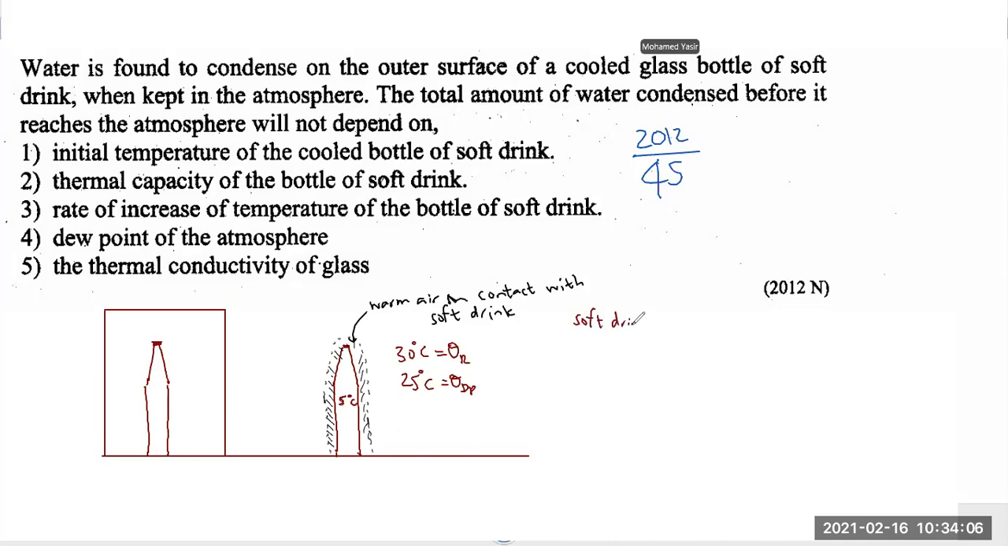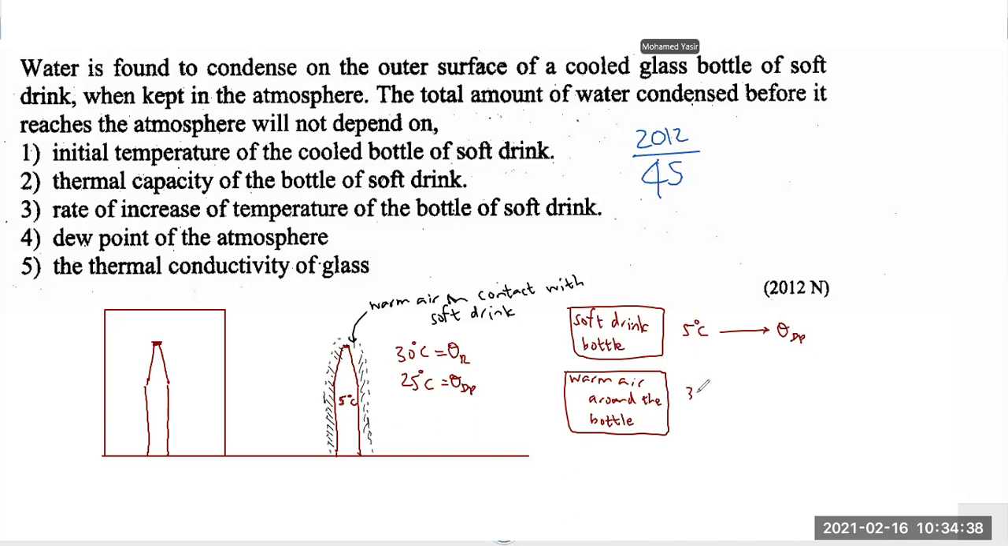The soft drink bottle is going to get warmed up a little. Initially it will be at 5 degrees Celsius, and let's say it gets warmed up to the dew point. And the warm air around the bottle, what happens to that? Now there you have to be a little careful. The warm air around the soft drink bottle will initially be at 30 degrees Celsius, and then it will cool down to the dew point.